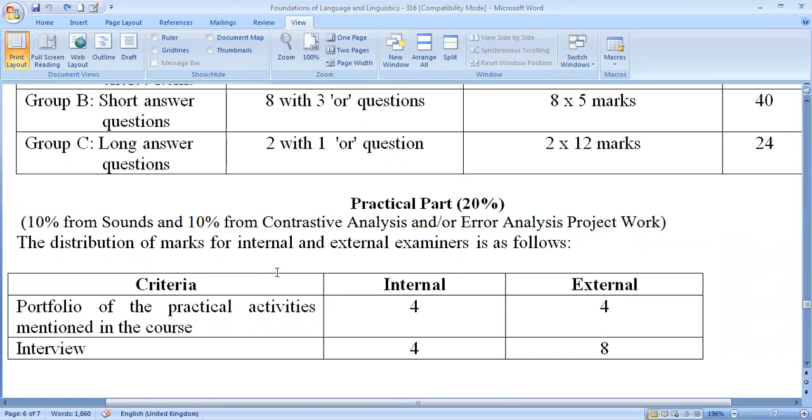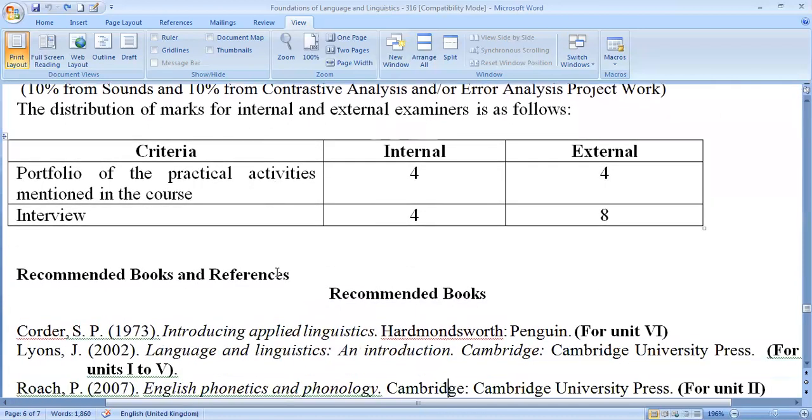Then the criteria will be there. For the portfolio of the practical activities mentioned in the course, internal evaluation will be 4 marks from the internal side, and external will be 4, and in the interview, internal will provide 4 marks and external will provide 8 marks here. So in this way, that is all about this language and linguistics BA first year major English course.